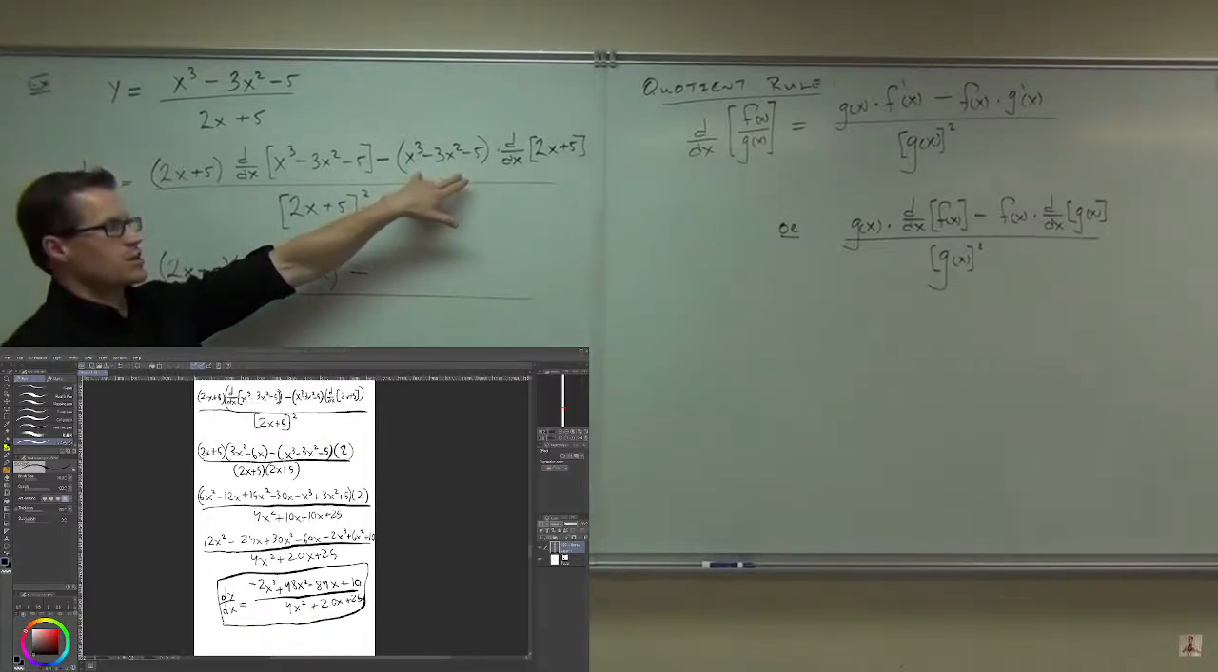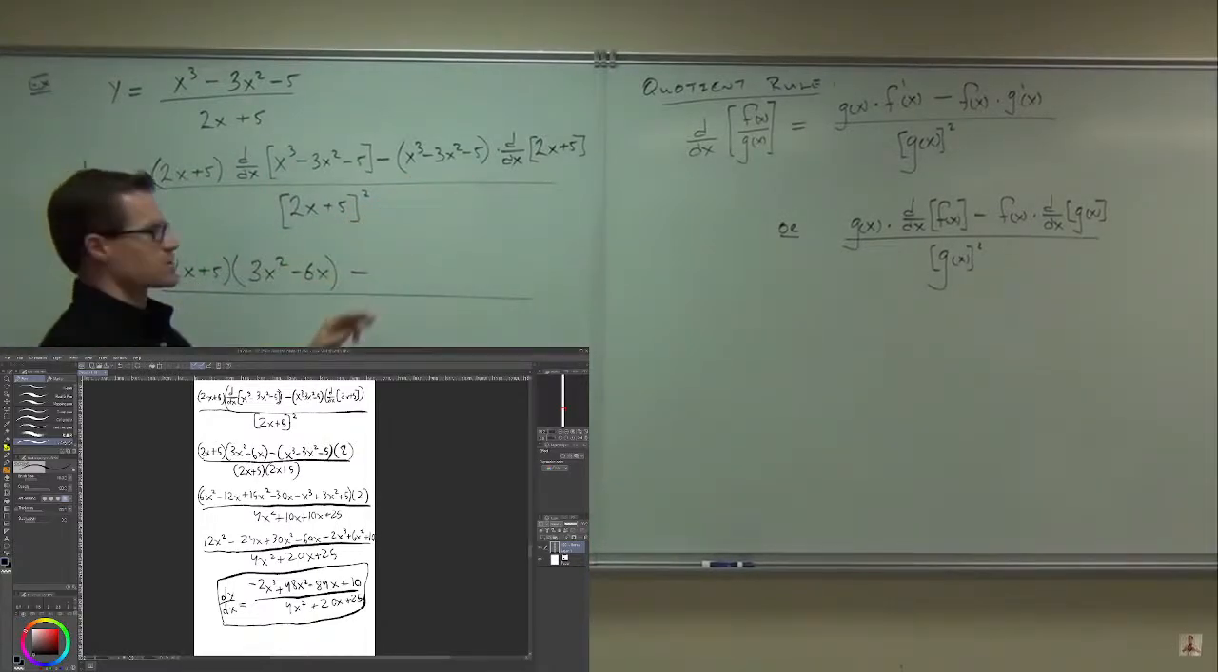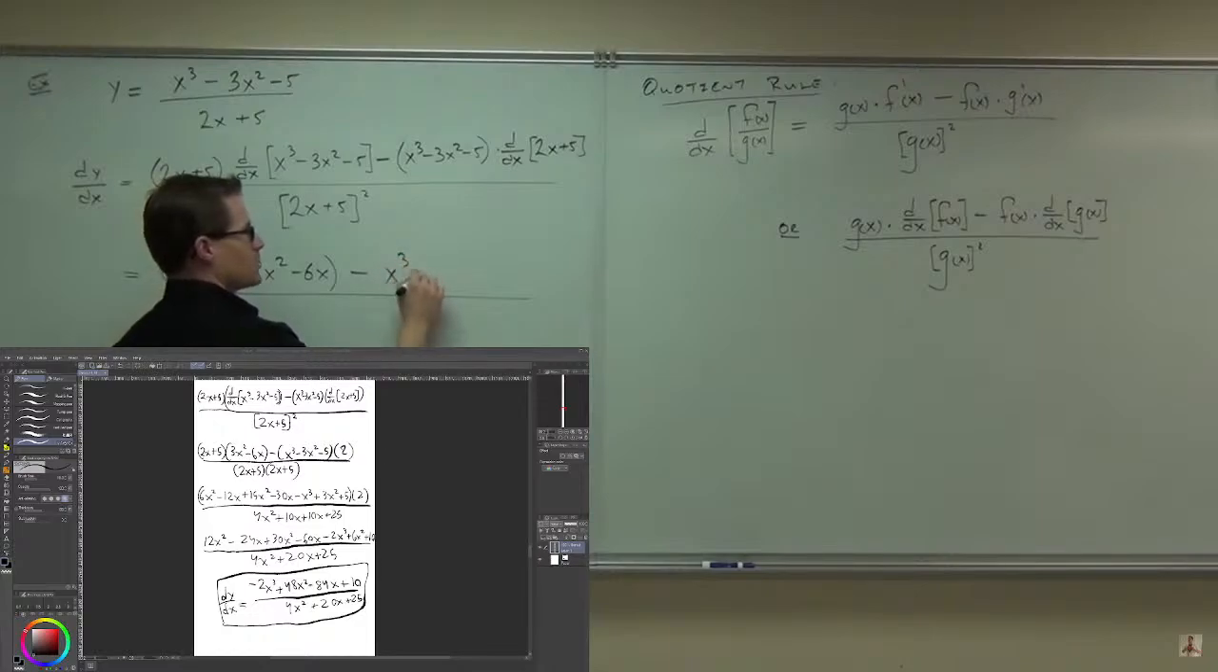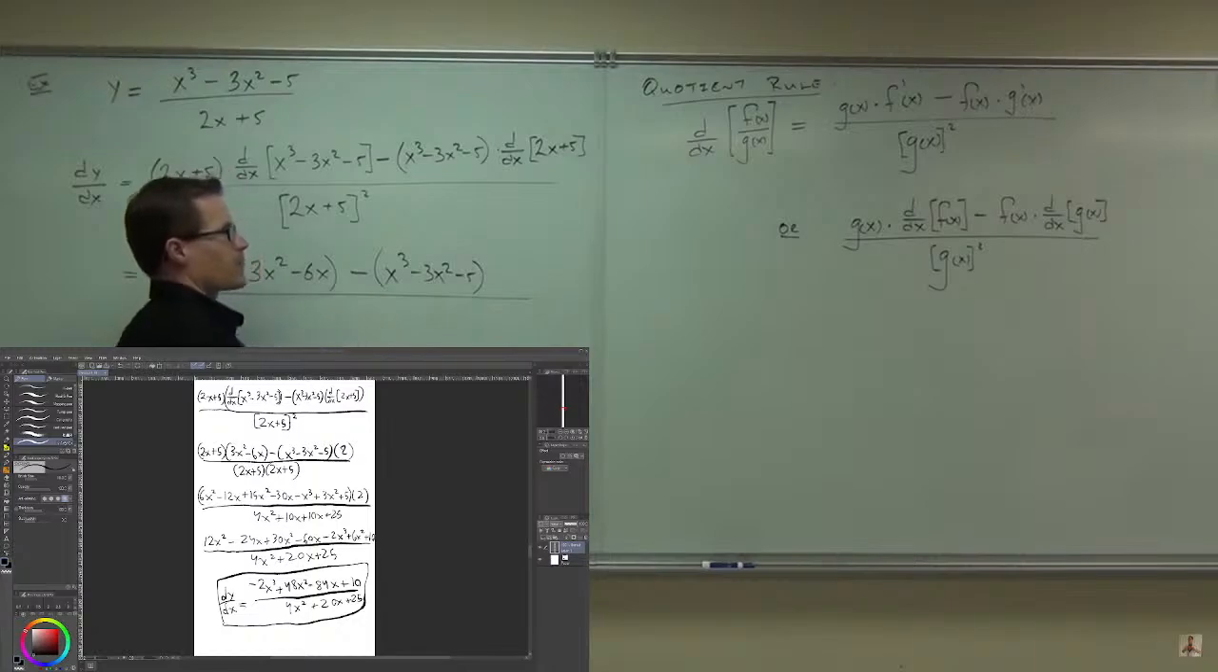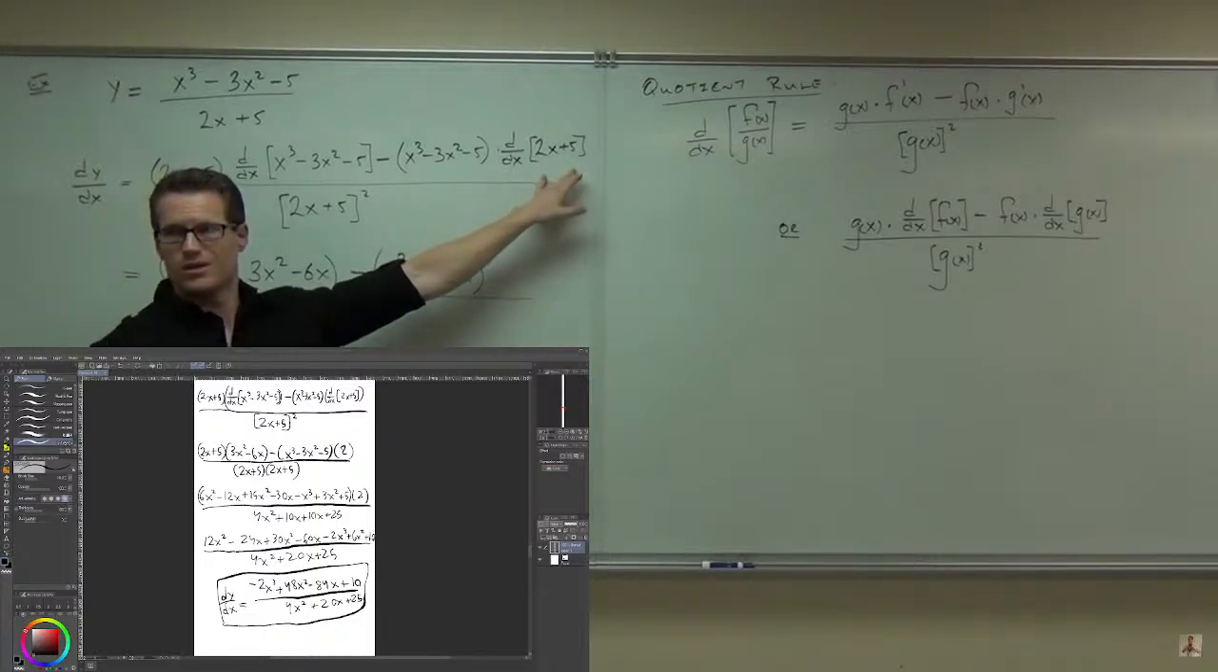Does this change? No. There's no d/dx associated with that. So x cubed minus 3x squared minus 5. Does this change? Yep. What is that?